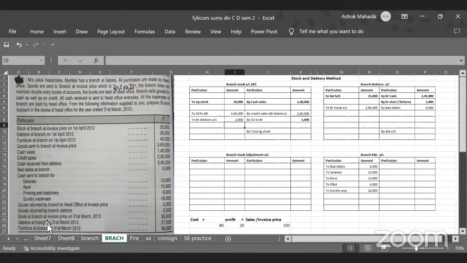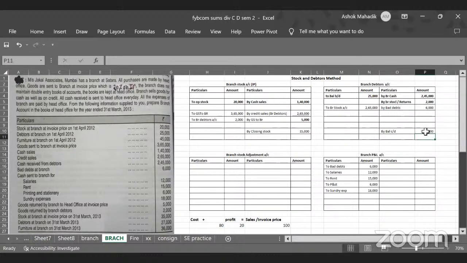Okay. Next, stock at branch at invoice price on 31st March 13. So this is closing stock. I told you opening stock was recorded on the debit side, so closing will be on the credit side. How much value? 35,000. Clear? Then debtors closing balance is given 27,000. Opening was on debit, so closing will be on the credit 27,000.